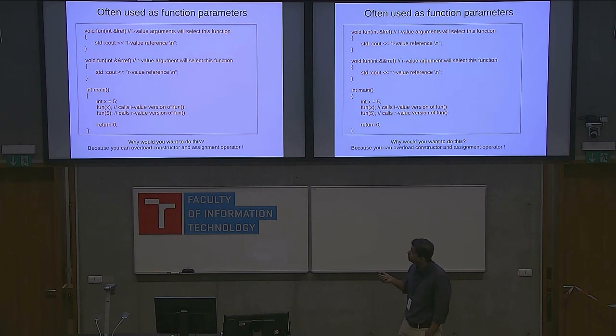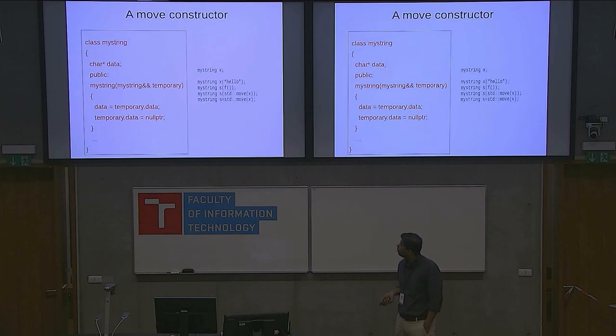So you now get the opportunity to distinguish between if a temporary is being passed to the function, or if it's an L value. And the whole beauty of this is you can overload the constructor. So just like your copy constructor, you have a move constructor, which will take in a double reference, an R value reference, and the assignment operator, which also will be overloaded and takes in an R value reference. And if you see the way a typical move constructor is implemented, the whole point is there is no copy made, there is no allocation done, right? So I have a MyString class which has a data member, which is a char pointer. This is the move constructor.